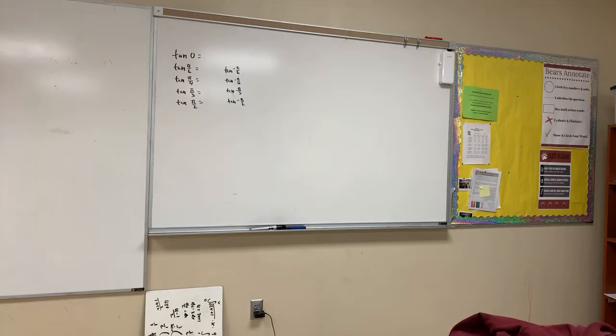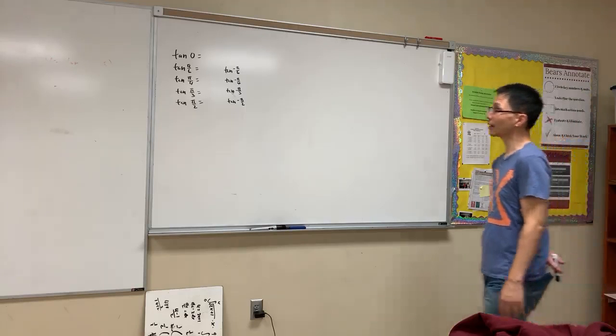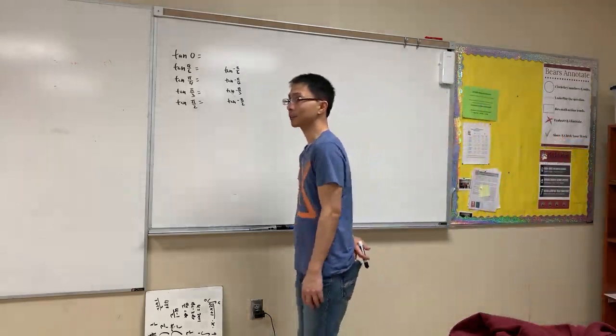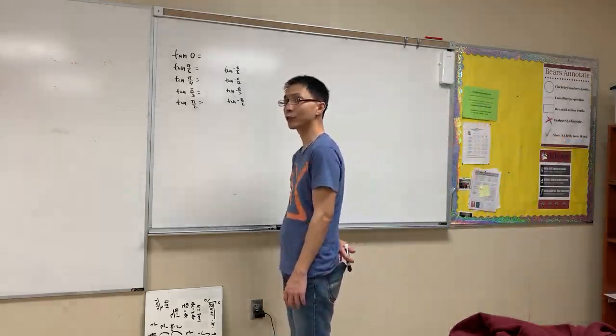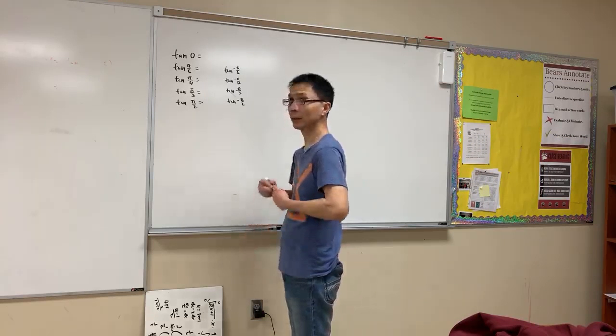So x for pi over 6 is square root of 3 over 2, comma 1/2. So you put 1/2 over square root of 3 over 2, which gives you 1 over square root of 3, right? Which is square root of 3 over 3. So now, okay, yeah.